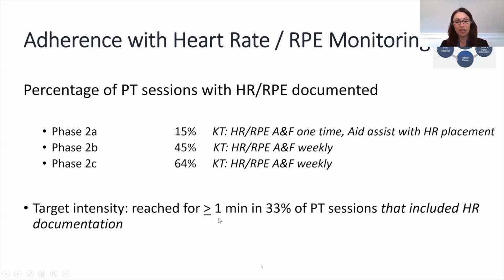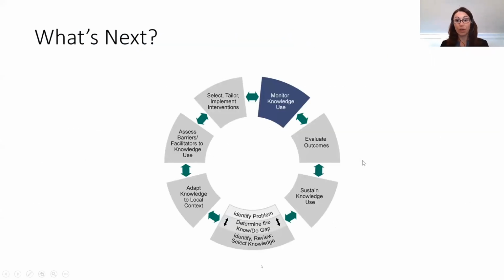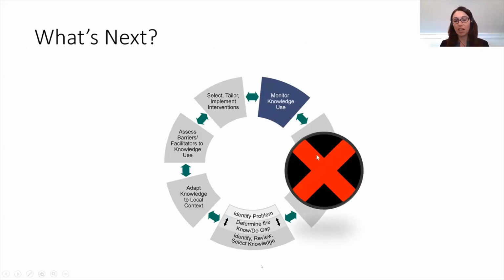But when we actually looked at whether target intensity was achieved, it was reached for at least a minute in 33% of the PT sessions that included heart rate documentation, but we did not get to our fidelity goal of at least 50% of the PT sessions. So what's next? Well, since we haven't implemented this intervention with high fidelity yet, we would need to continue this project and not evaluate the impact of this project on patient outcomes yet. The next step would be to continue to assess barriers, continue with implementing strategies, and continuing to monitor until it's implemented with fidelity, and then patient outcomes can be assessed.